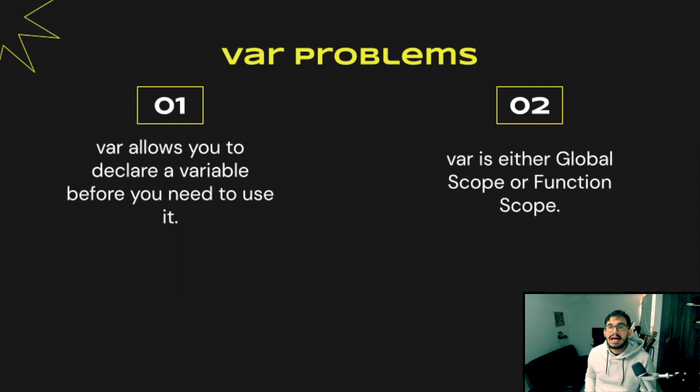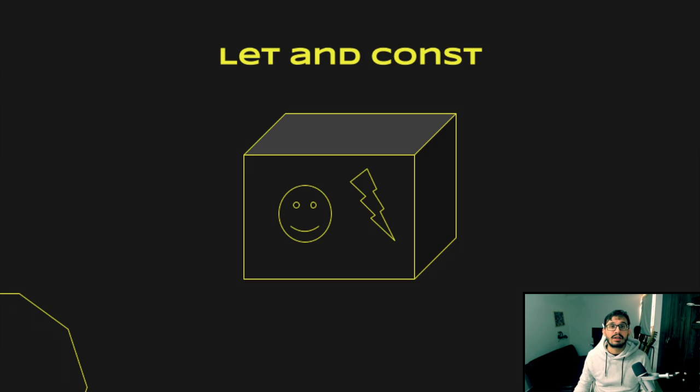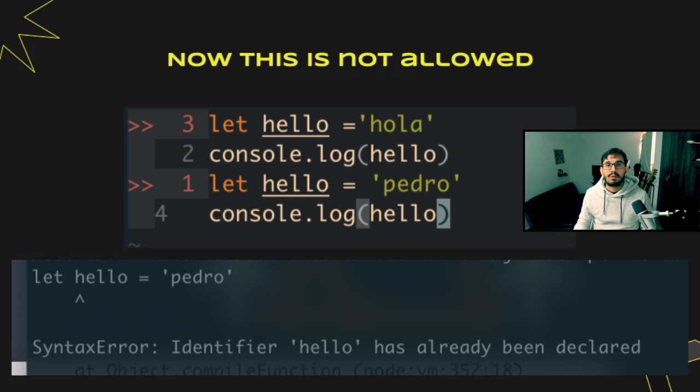Global variables are declared outside of any function and live at the root of the entire running application. They can easily be accessed by outside manipulation, so you should never use them. At this point, let and const come to help us write better JavaScript code. With let, for example, this is not allowed.